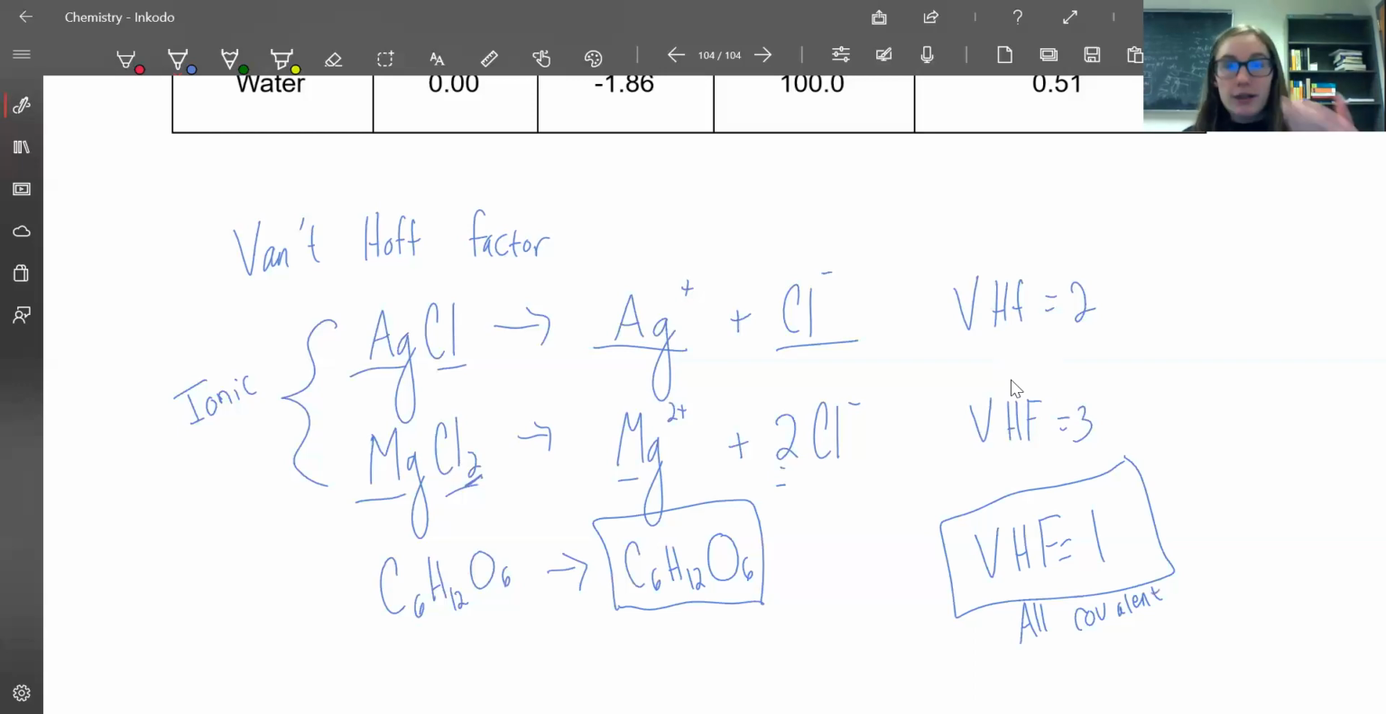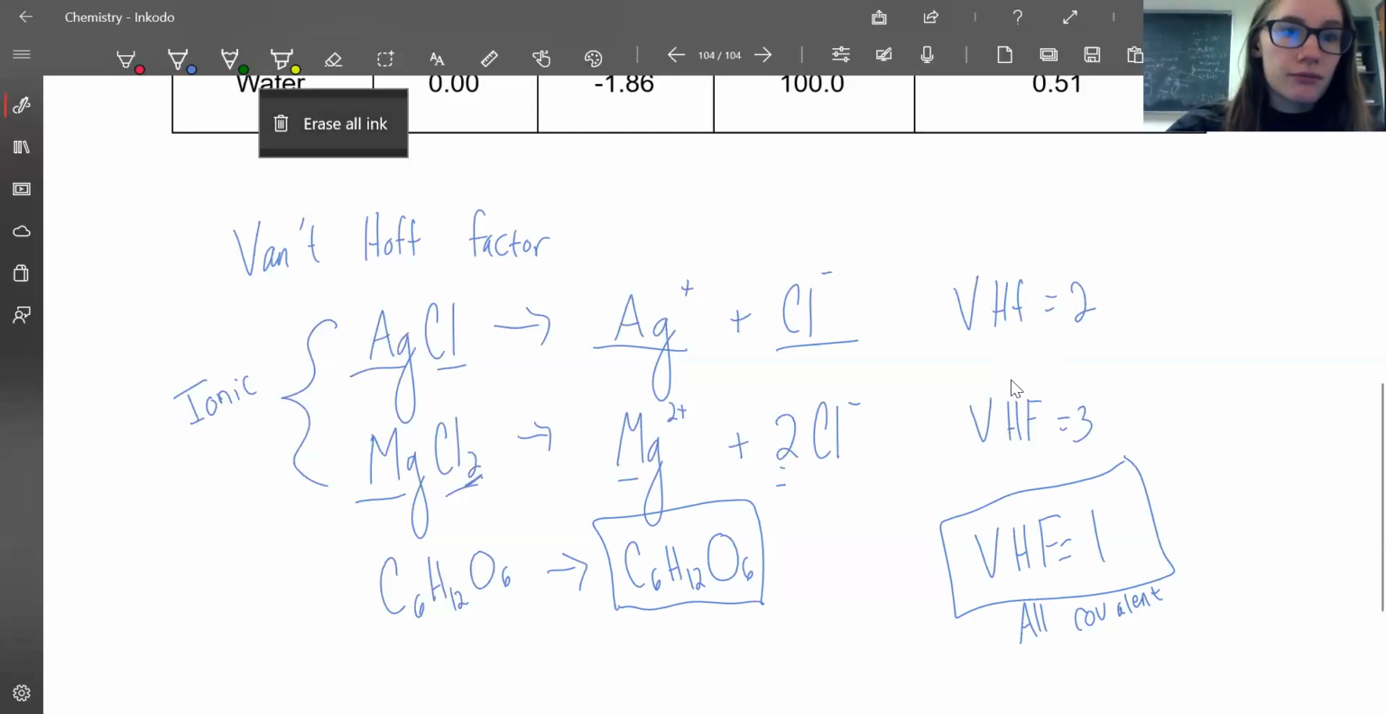Okay, now, why is this important? If we have our Van 't Hoff factor and the molality, we're able to calculate how much our boiling point or freezing point will be affected. So let's go ahead and do that.